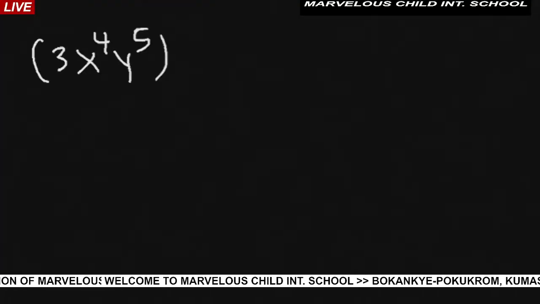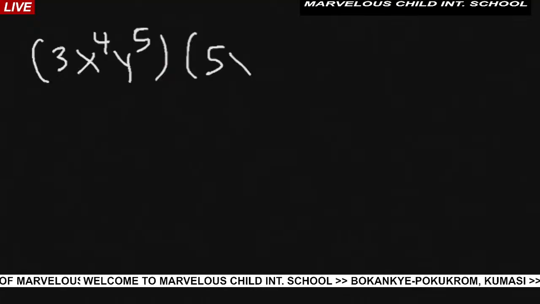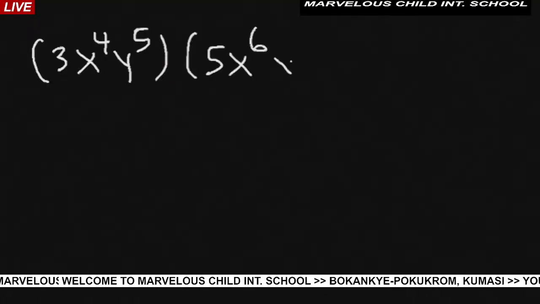So now let's work on some practice problems. What is 3x to the fourth y to the fifth multiplied by 5x to the sixth y to the seventh?